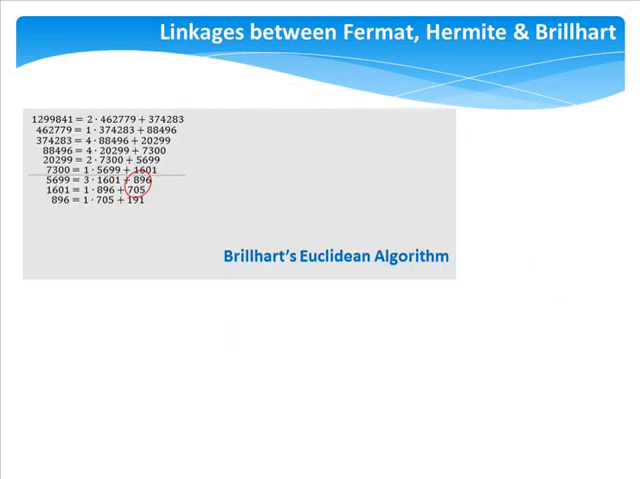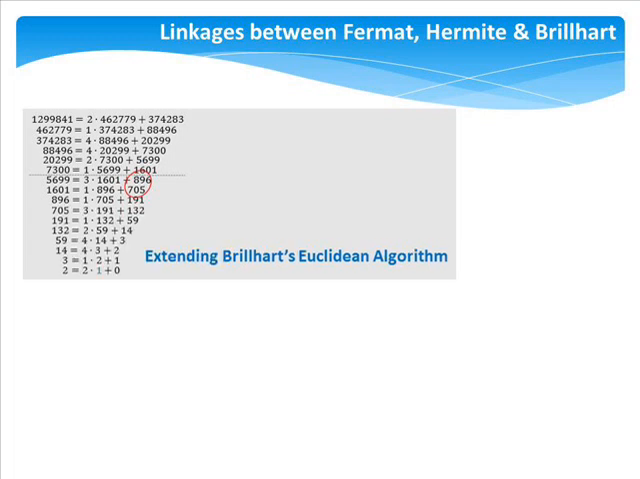Well, a nice thing to note is that we can extend Brillhart's Euclidean algorithm up to reaching 0 as a residue. And then note that we can couple the divisors with the same quotient, and that the sum of the squares of the divisors is divisible by the prime 1,299,841. See that 462,779 squared plus 1 equals 1,299,841 times 164,762.